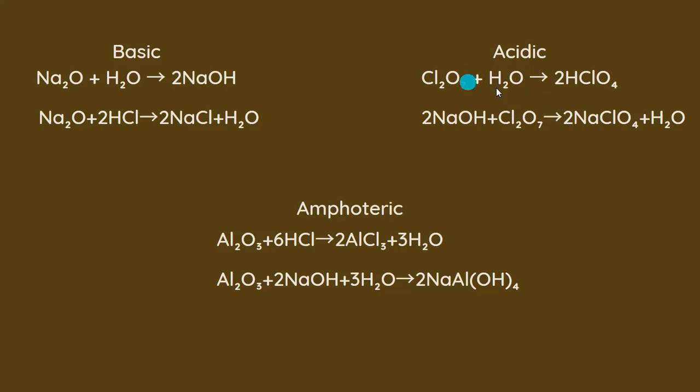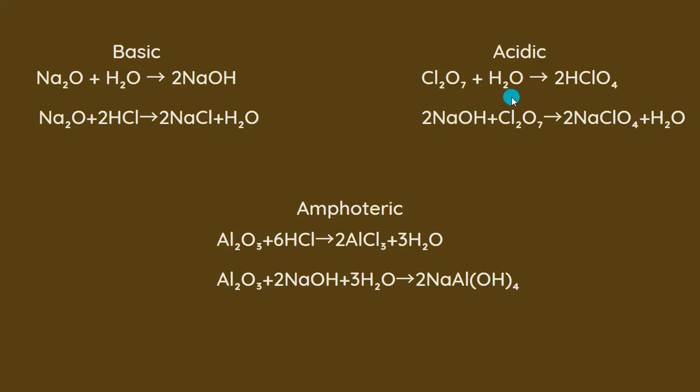Acidic oxides, on the other hand, on dissolution in water, lead to the formation of an acid. Chlorine exists in two states. It has a +7 oxidation state and a +1 oxidation state. When it's in its +7 oxidation state, it's highly acidic in nature. The +1 oxide is not that acidic. So we're considering +7.